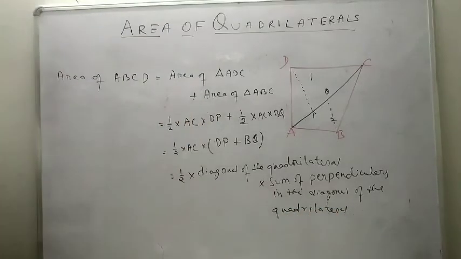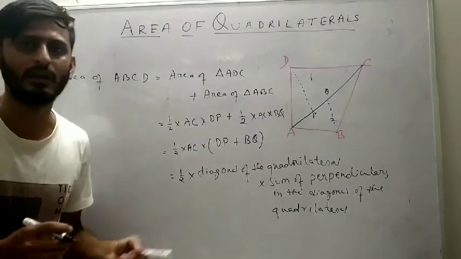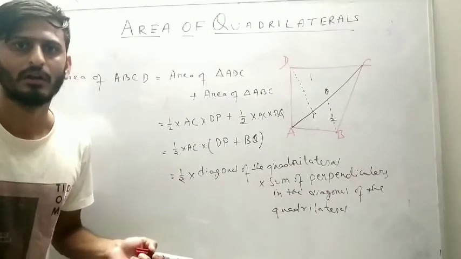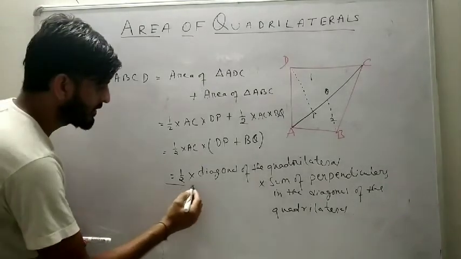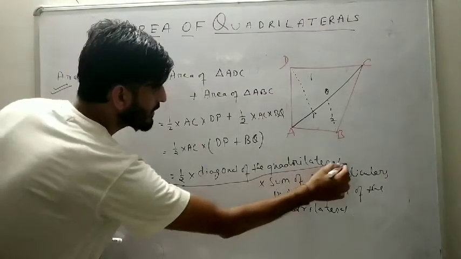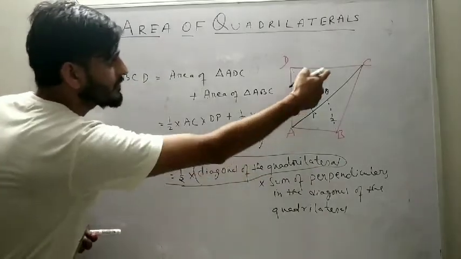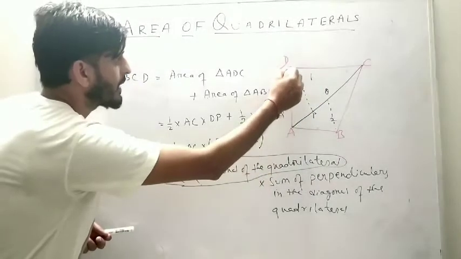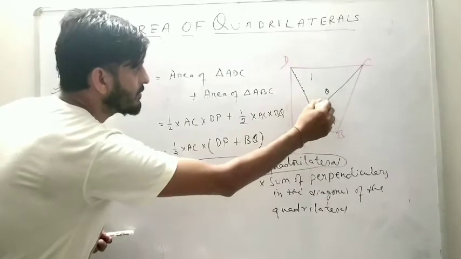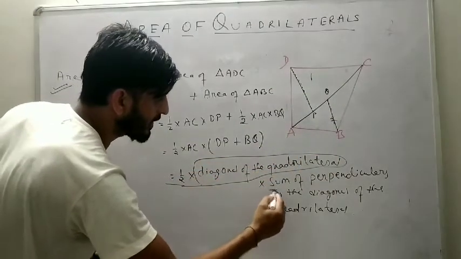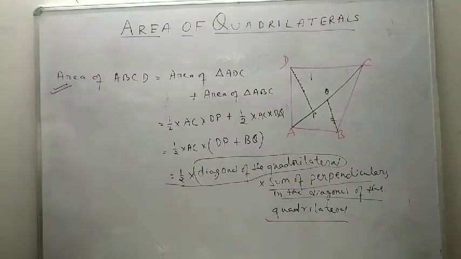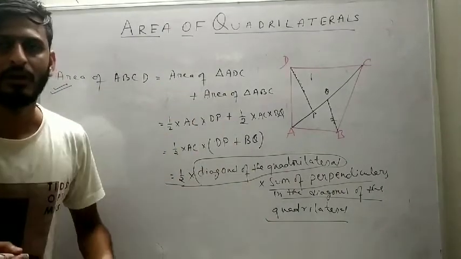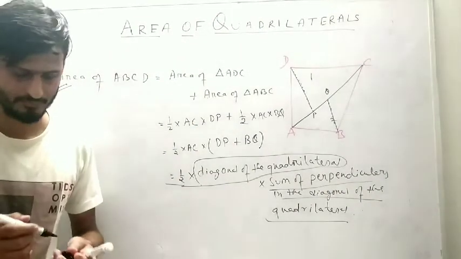So students, if somebody asks you what is the area of a simple quadrilateral, we can say that the area of a simple quadrilateral is half multiplied by the diagonal of the quadrilateral and the sum of the perpendiculars drawn on that diagonal from the opposite vertices. So this is the formula to find the area of a quadrilateral.